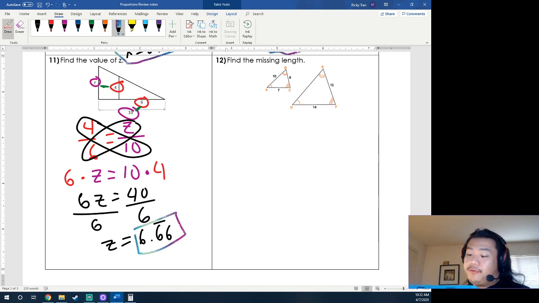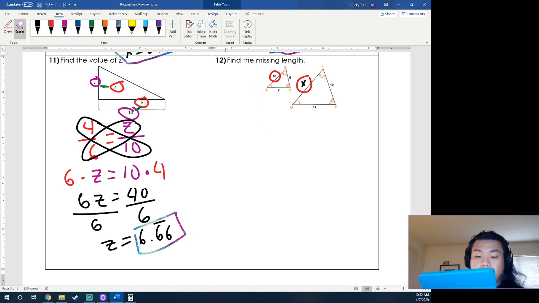Number 12, find the missing length. All right, so if we look carefully, here's our missing length. We don't know what this side is. Let's call it x. Nice and easy, so that when we set up our proportion, it's going to be easy. So now we have to match. X is going to match with 10. And then we have 12 and 6 matching together, and then we have 7 and 14 matching together.